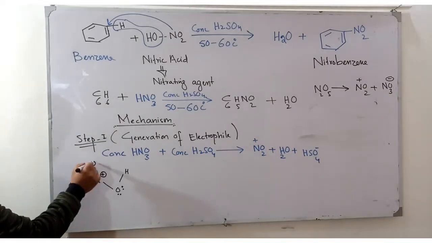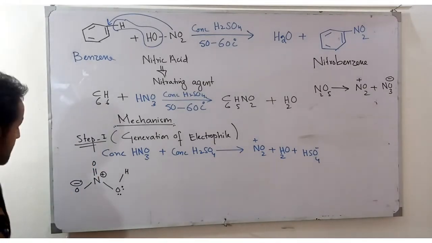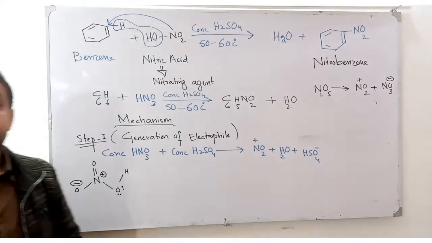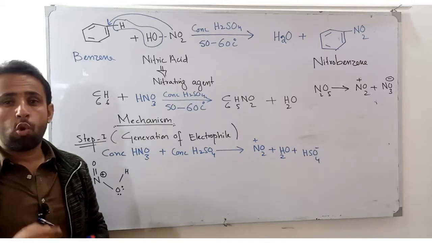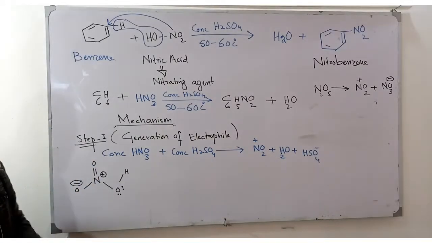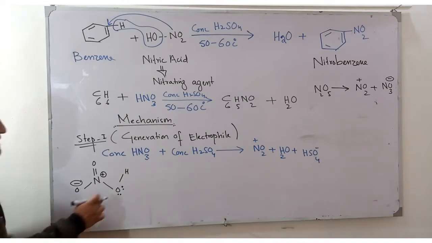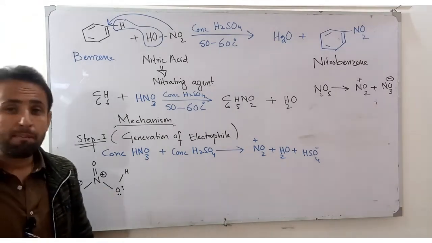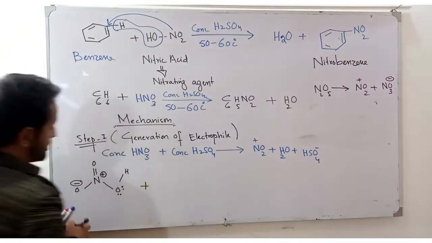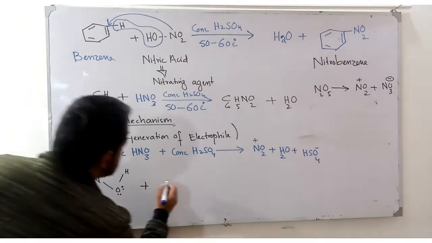This oxygen atom has also two lone pairs of electrons. Similarly, this oxygen atom also has two lone pairs of electrons. But I am not showing the lone pairs of these two oxygen atoms, because my work is with this oxygen atom. So I will focus on this oxygen atom. On the other hand, I will draw concentrated sulfuric acid.